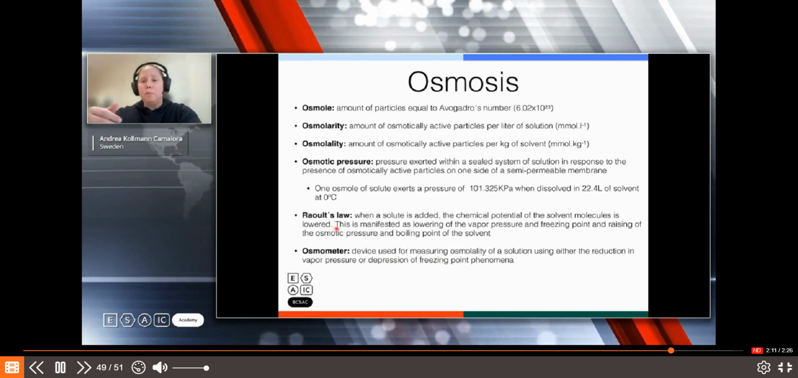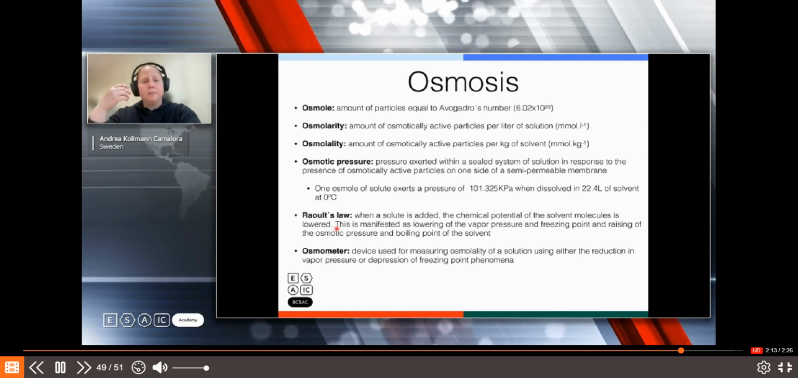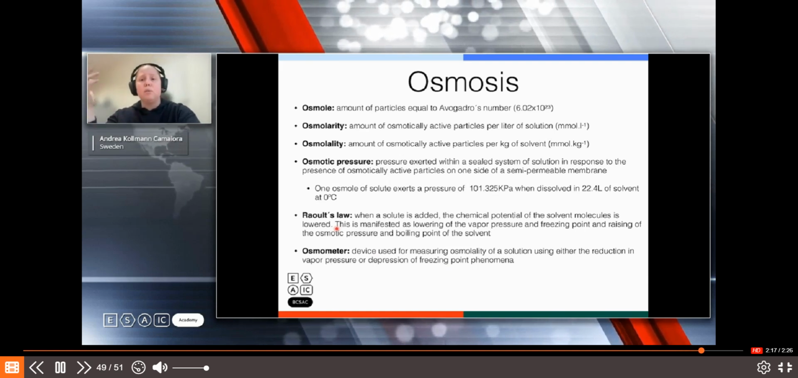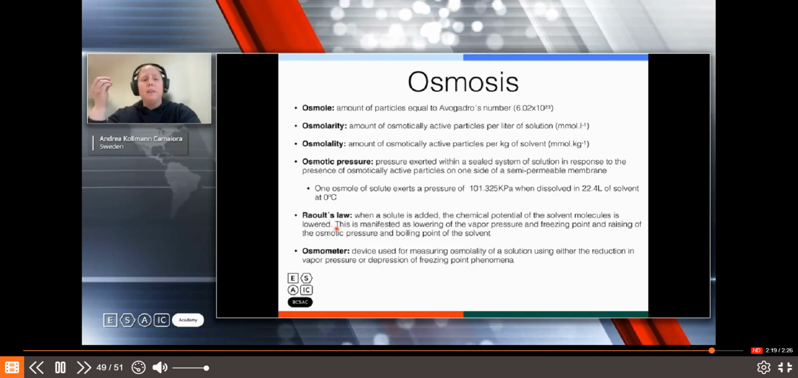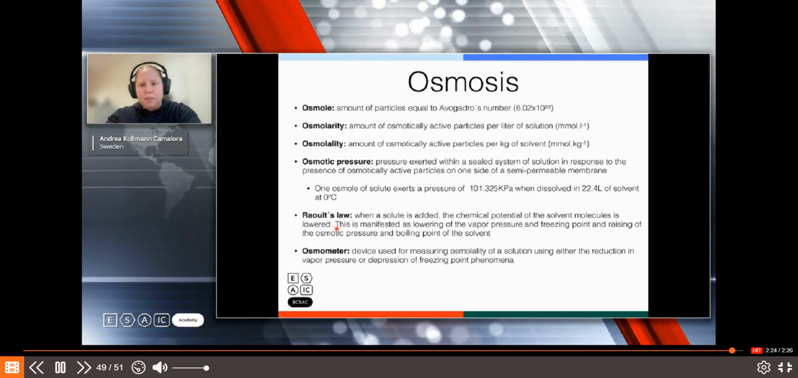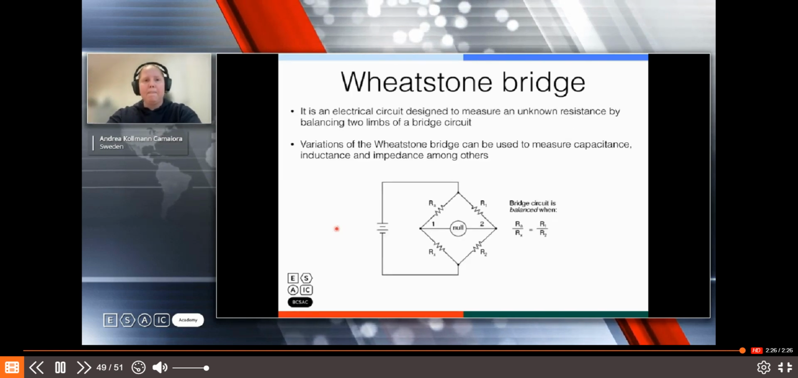So in the exam, they ask you, the osmometer is based on Henry's law. Well, no, that's false. It's Raoult's law. And it uses the increasing of the freezing point phenomena. No, it's the depression of the freezing point phenomena.